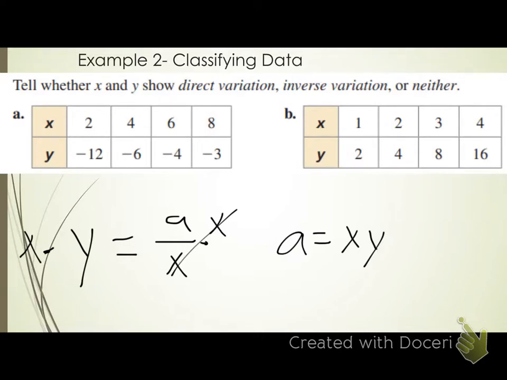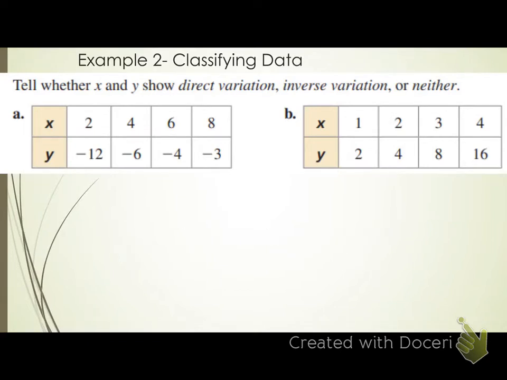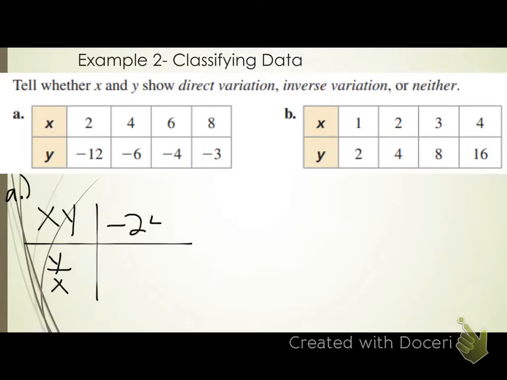So that's what I'm going to do with all my x and y values for my first chart. I'm going to multiply my x and y values and divide my x and y values. This is all for letter A. So I'm going to make myself a little chart for x times y and for y divided by x. So I'm going to do that for each of these things. So x times y, what's 2 times negative 12? Negative 24. Everyone see that? I'm just multiplying x times y, because this is one of the relationships between one of my variations, right? For A.